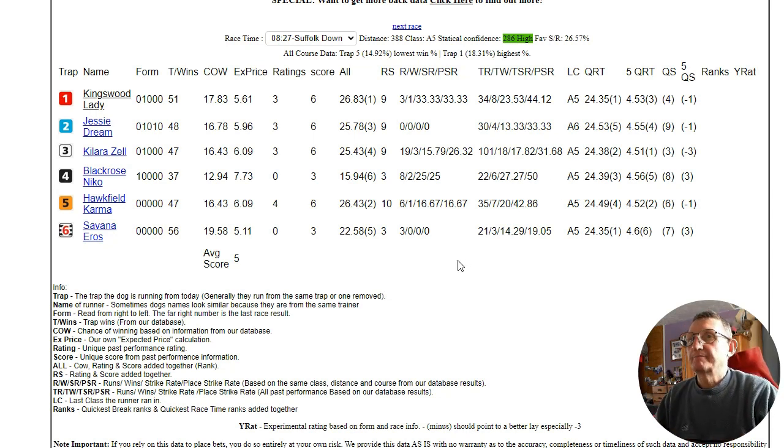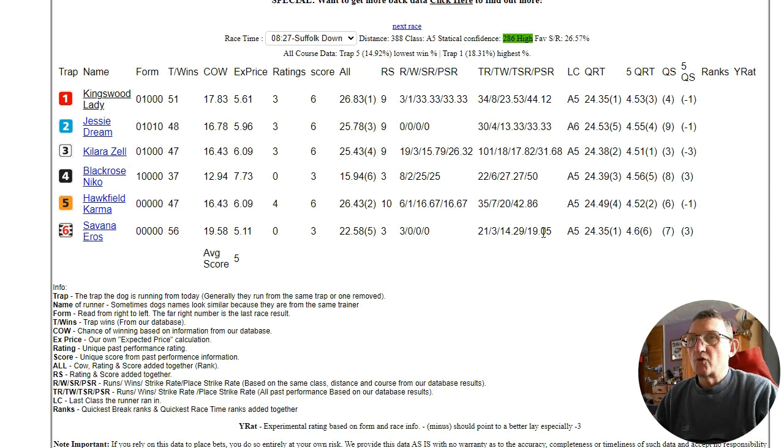Now, a couple of things. We've got two columns of race data here. It's getting a little bit mucky and I might have to have a look at it. But basically you've got runs, wins, strike rate and place strike rate at this distance, class and course. Okay, so this is this column here. So basically it's in this class. This is what they've done up to now. So, 33%, 26%, 25%. So these are the place.